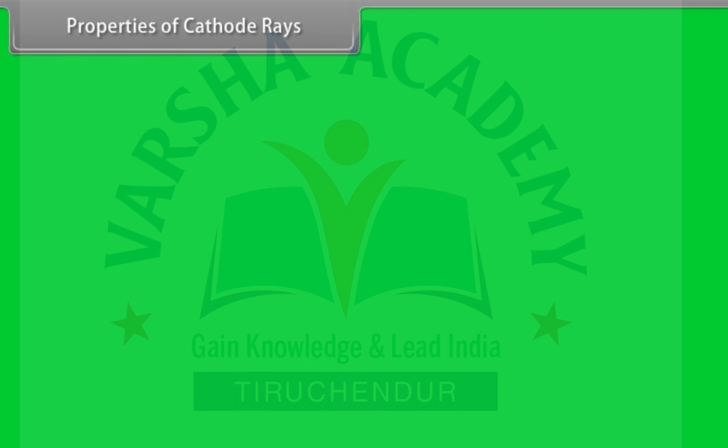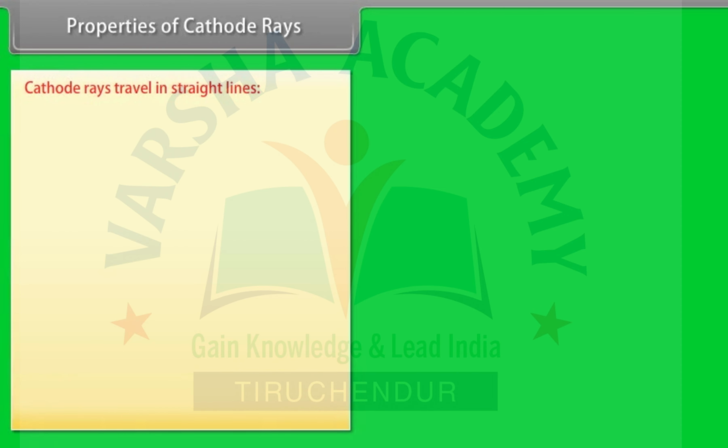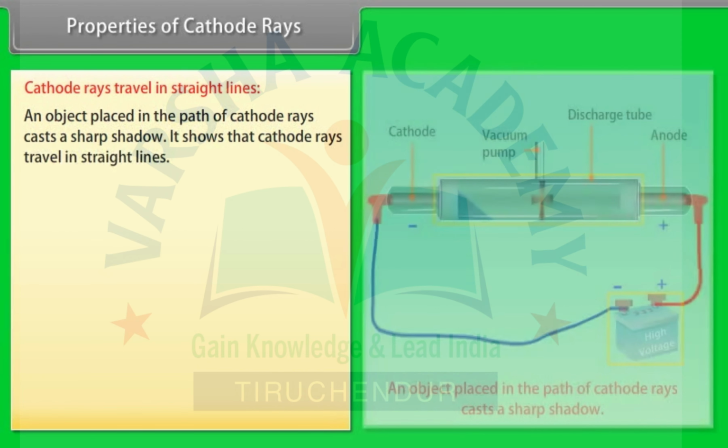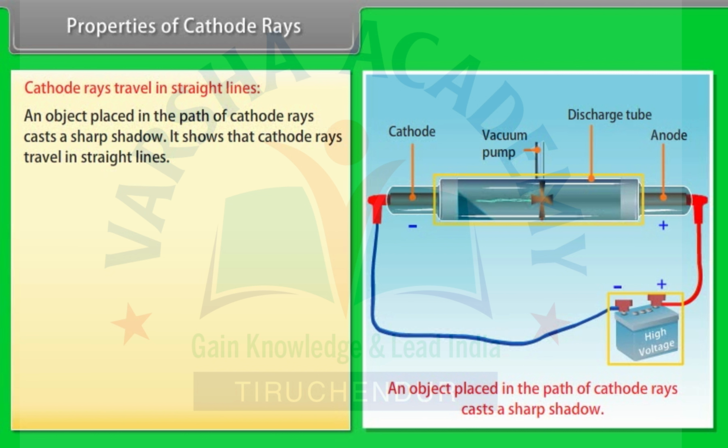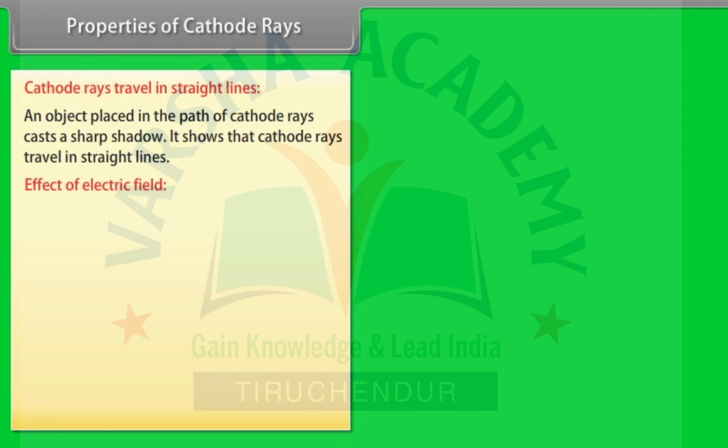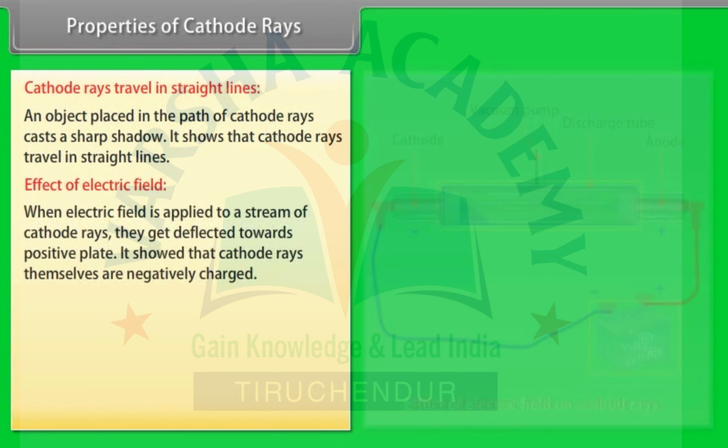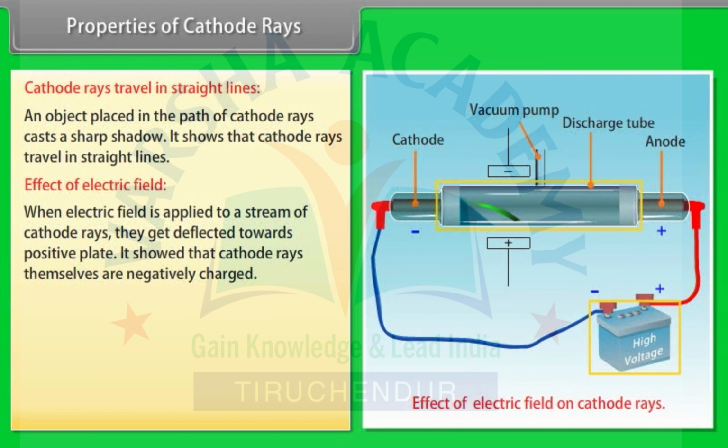Properties of cathode rays. Cathode rays travel in straight lines. An object placed in the path of cathode rays casts a sharp shadow. It shows that cathode rays travel in a straight line. Effect of electric field. When an electric field is applied to a stream of cathode rays, they are deflected towards the positive plate. It showed that cathode rays themselves are negatively charged.